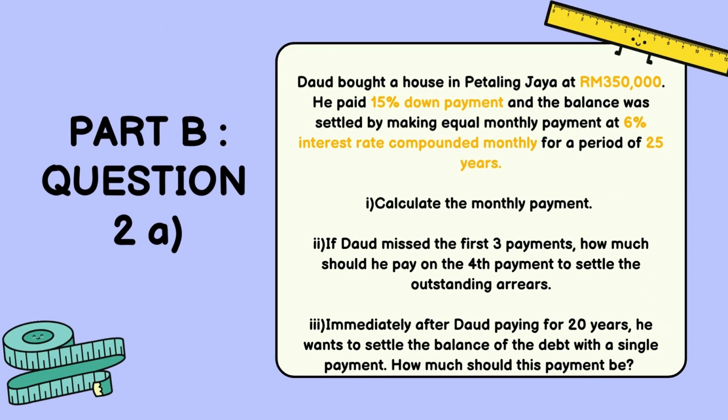Part B, question 2A. Daud bought a house in Petaling Jaya at 350,000 ringgit. He paid 50% down payment and the balance was settled by making equal monthly payment at 6% interest rate compound monthly for a period of 25 years. Number 1, calculate the monthly payment. Number 2, if Daud missed the first 3 payments, how much should he pay on the 4th payment to settle the outstanding arrears? Number 3, immediately after Daud paying for 20 years, he wants to settle the balance of the debt with a single payment. How much should this payment be?